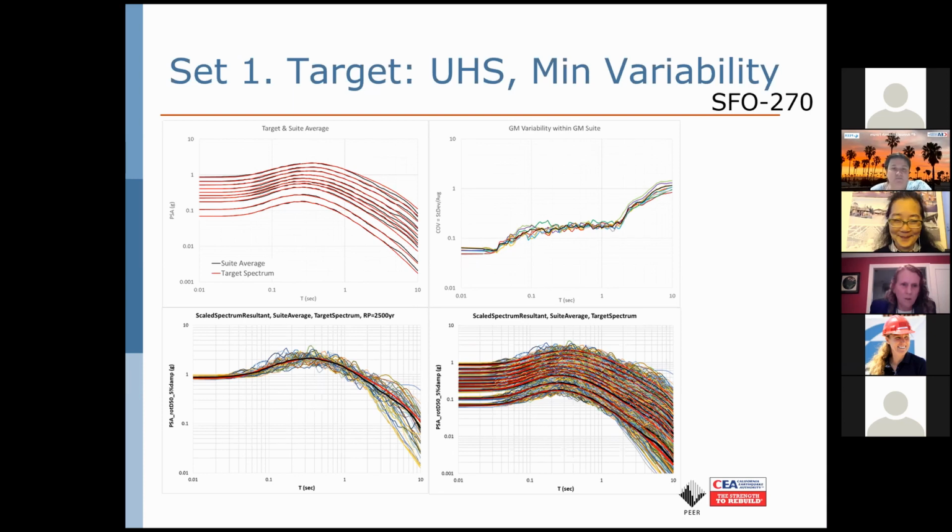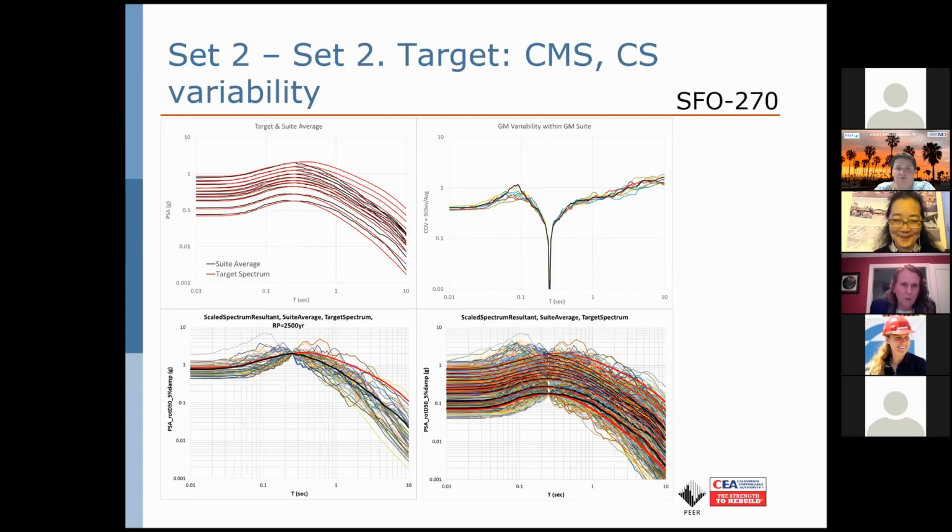You only have to look up to 2 seconds, because beyond 2 seconds was outside the scope of the period range. On the bottom right, I'm plotting all return periods for this case, comparing it to the target UHS and the average of the suites. On the top left, I'm only plotting the average and the UHS on top of them. It's good to see, when you evaluate ground motion suites, what the spread is and these different quantities. If we move over to the CMS, it looks slightly different.